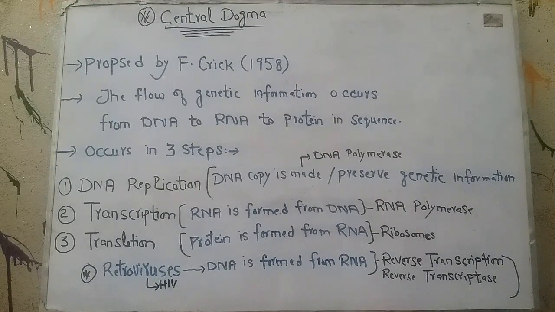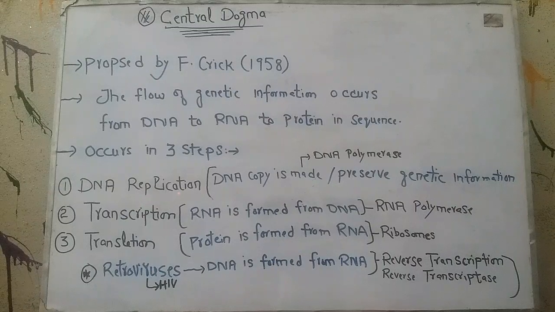And with this concept, Francis Crick told us that the flow of genetic information occurs from DNA to RNA and to protein in sequence. This phenomenon of central dogma occurs with the help of three processes or steps. First is DNA replication, next is transcription and translation.